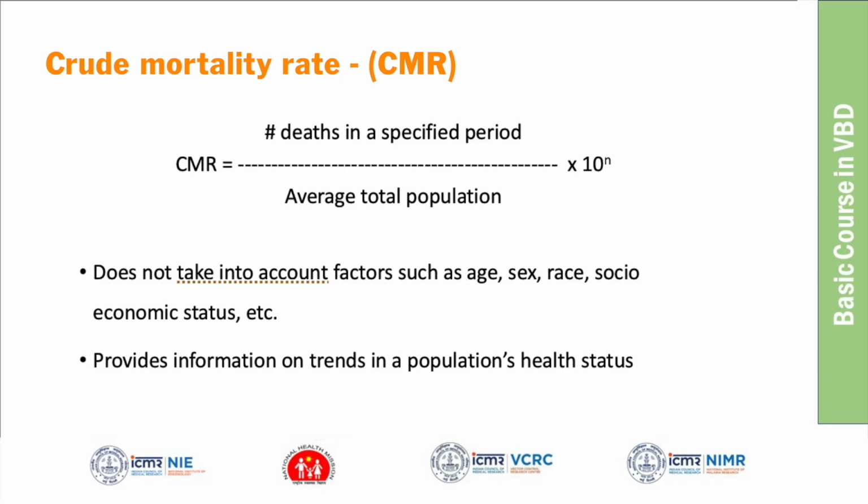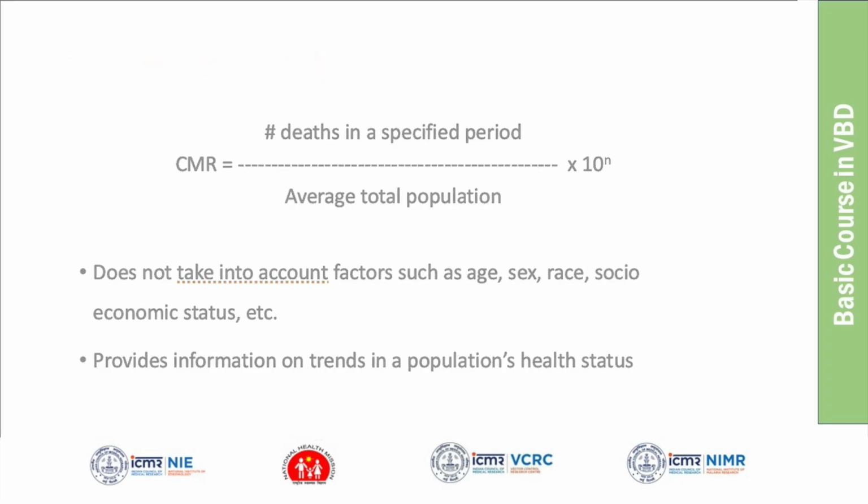So this does not take into account factors like gender relation with death, or various strata like socioeconomic strata, etc. It just talks about an overall status of population health. For example, if you compare the crude mortality rate of India with that of a Western country or with that of a sub-Saharan African country, you could make some changes. The crude mortality rate of the US is much lower than that of India. Maybe in the sub-Saharan African region, it's much higher than that of India. So it provides gross information about a population's health status.